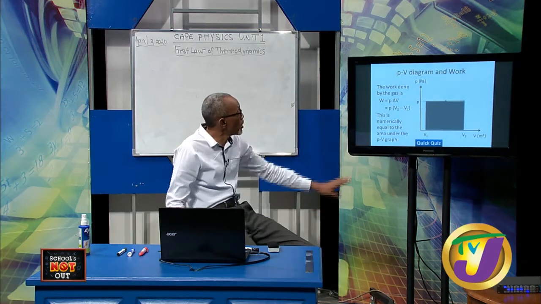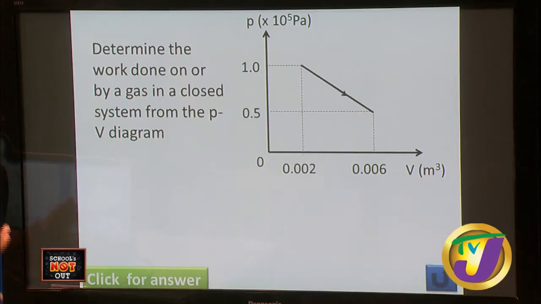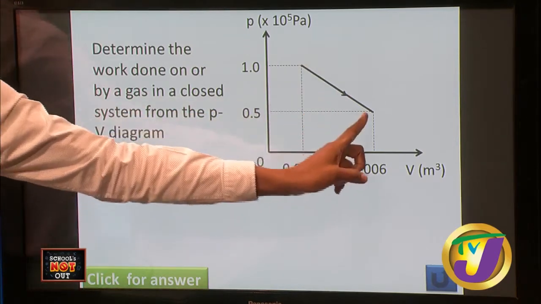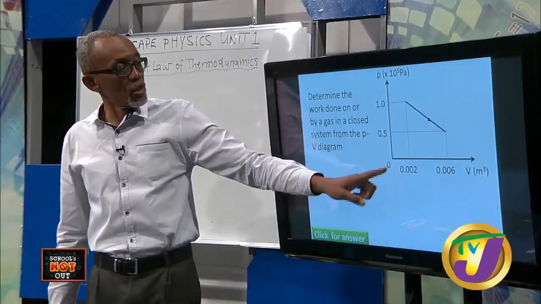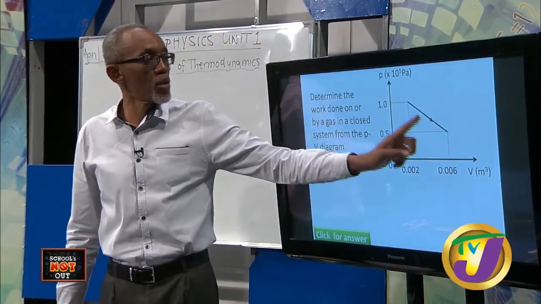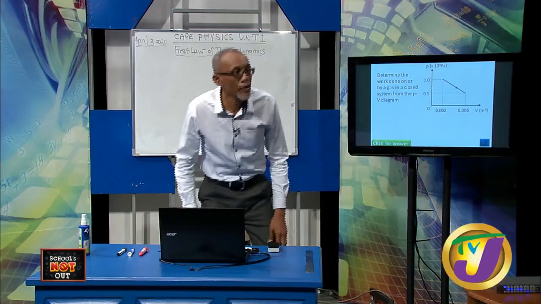So this is numerically equal to the area under the PV graph, okay? So we have the quick quiz again. This is asking you to determine the work done by a gas in a closed system for the PV diagram. So we have again the gas is being expanded, all right, but it's moving from this volume to this volume here, but at the same time the pressure is decreasing from this value to that value there, all right?